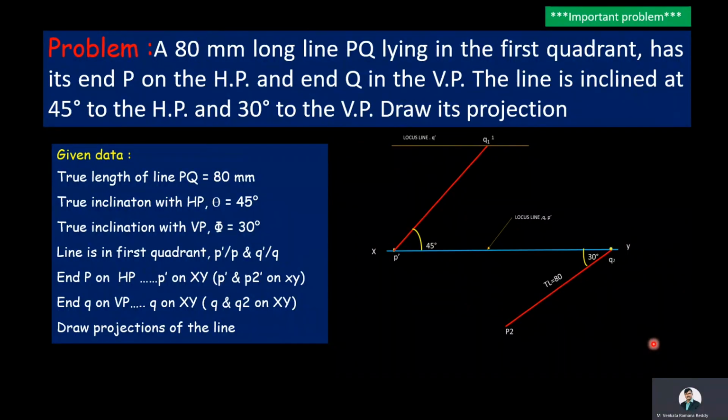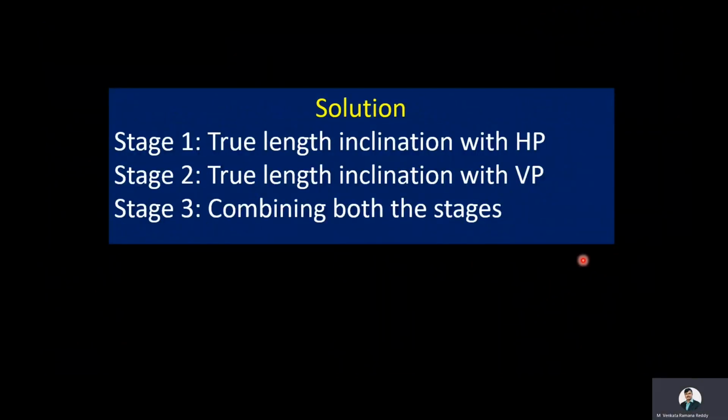Now we'll move towards the solution related to the given problem. In order to draw the solution in an easy way, we divided the solution part into three stages. Stage 1, true length inclination with HP. Stage 2, true length inclination with VP. Stage 3, combining both the stages. Now we'll move towards stage 1, that is true length inclination with HP.